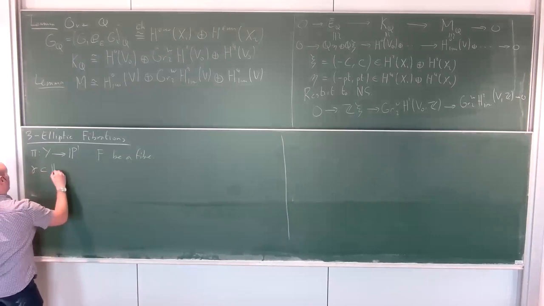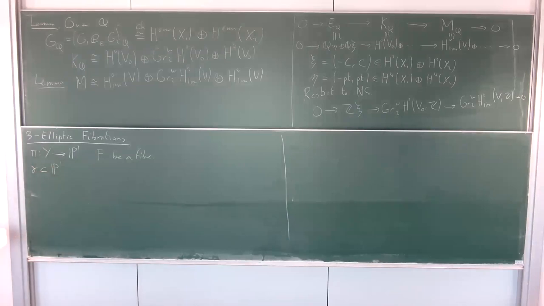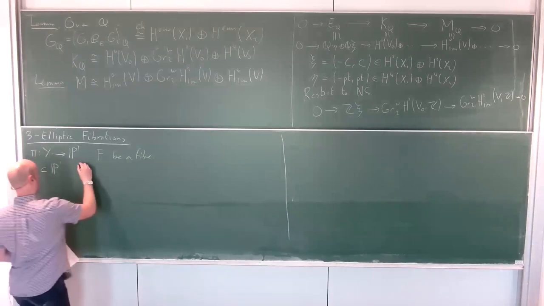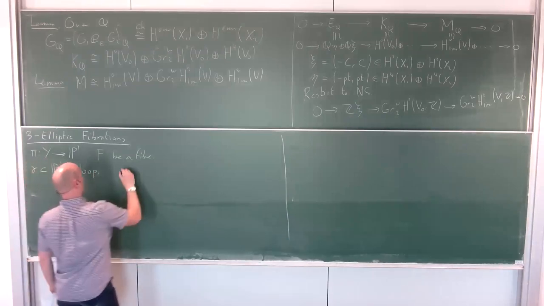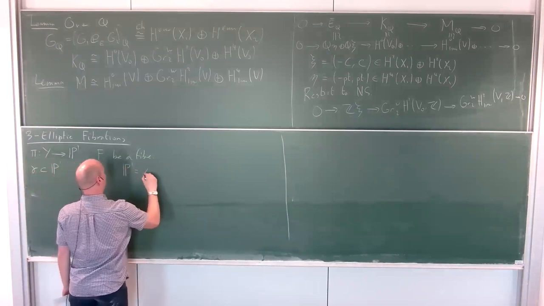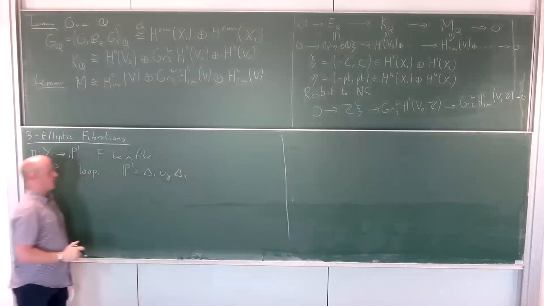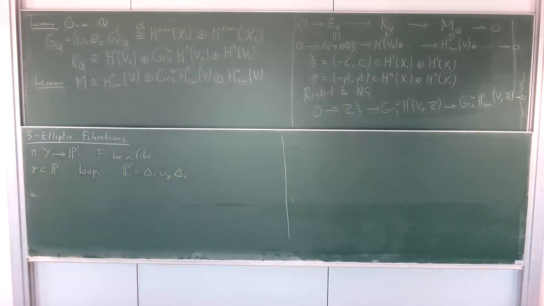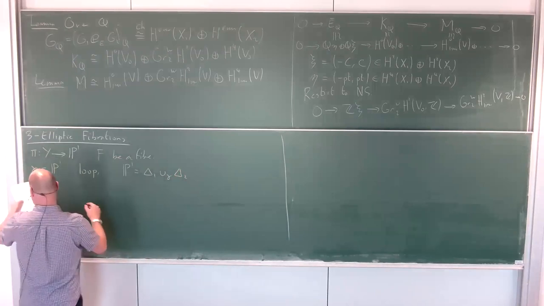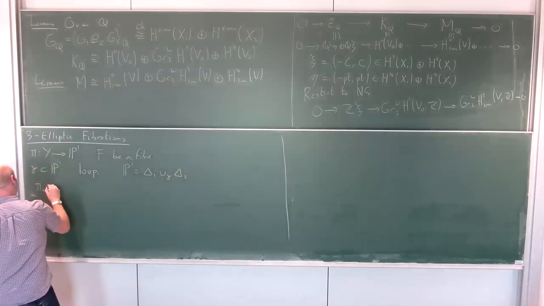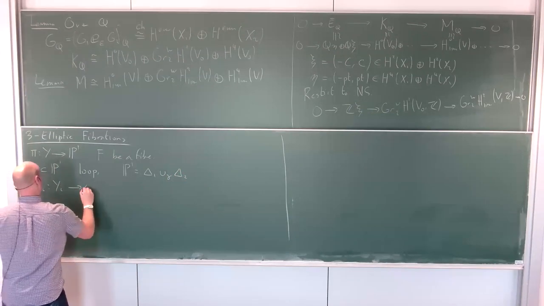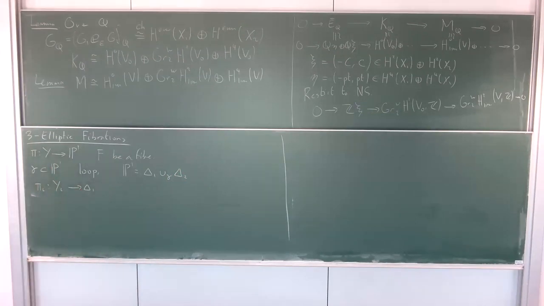I'm going to have gamma living in P1. This is a loop, and using it, I can decompose P1 into a pair of disks, or things topologically equivalent to disks, glued along the curve gamma. And I'm going to let pi_i from Y_i to Delta_i be the restrictions of this fibration to each of these two disks.